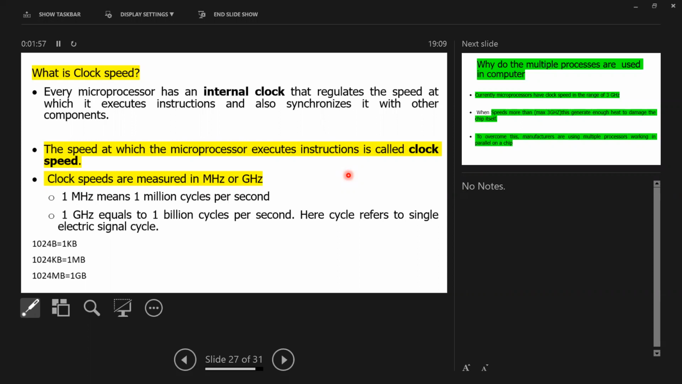Everyone has done the oral science, right? And oral ICT also. Anyhow, science you have done it.